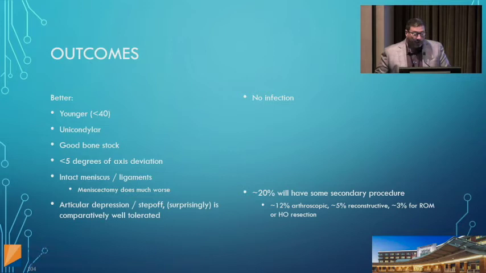Outcomes we know are better in patients who are younger, less than 40. If the fracture is unicondylar, or on one side of the knee, and they have good bone stock, that makes the reconstruction better. If there's less than 5 degrees of axis deviation from normal alignment, and if they do not have a meniscal tear or a ligament tear, they have better results. And of course, if they don't have an infection, that helps their outcomes as well. About 20% of these patients will have a secondary procedure of some sort.